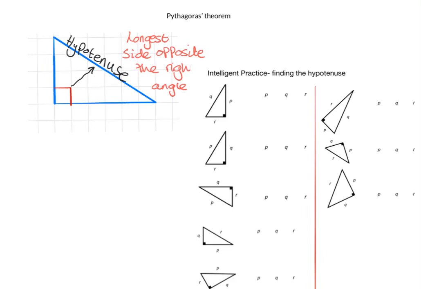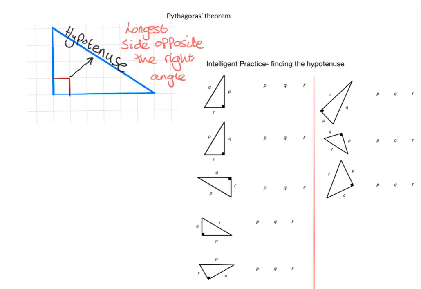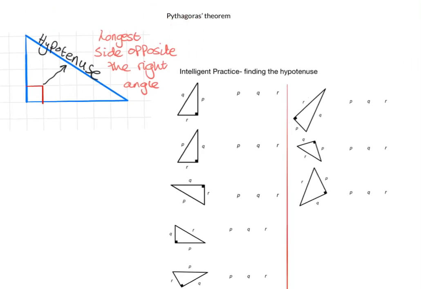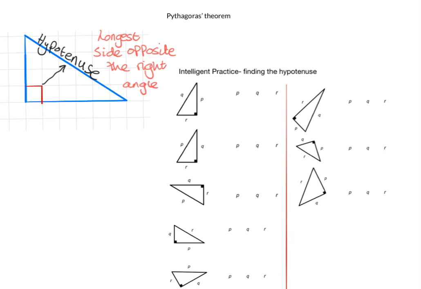What I'd like you to do now is just copy down the notes here on what the hypotenuse is, and then have a go for me at identifying which one of those letters is the hypotenuse. I'll just move it so that you can see all of them, and then I will leave you to it to have a go at them. Okay, so if you just pause the video and then identify the hypotenuse, and I'll go through the answers afterwards.